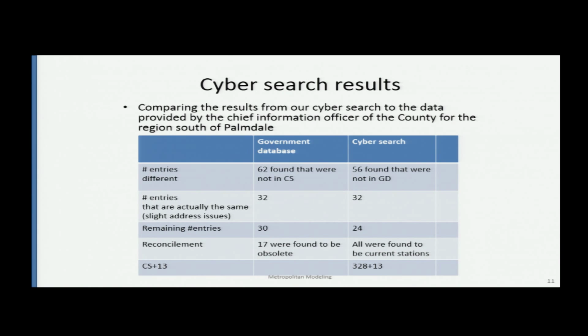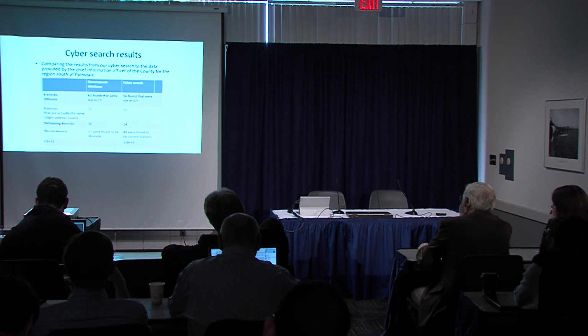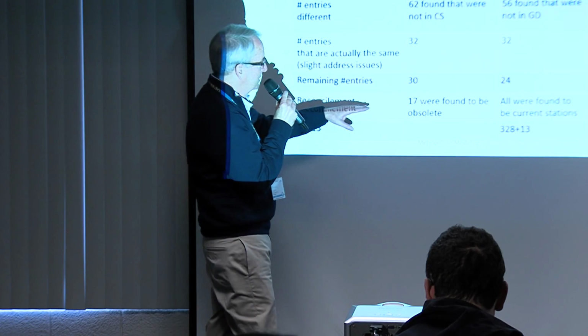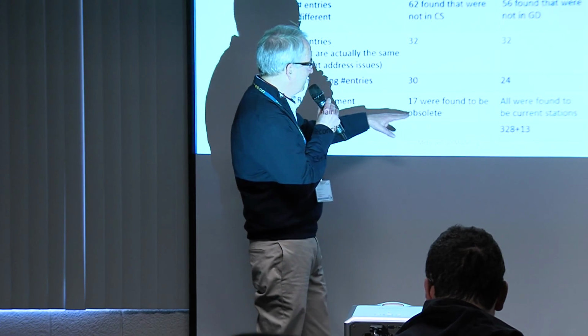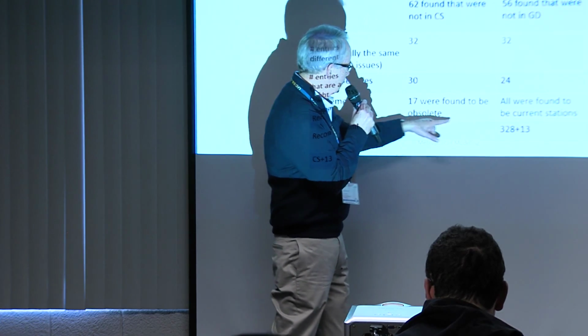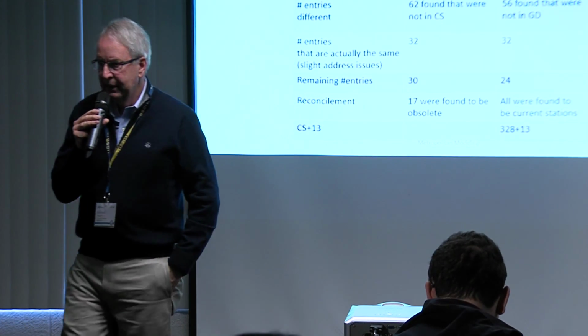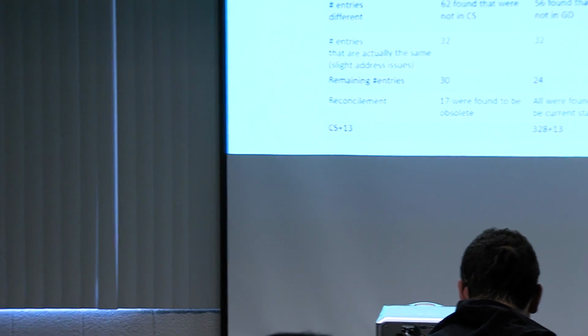Upon reconcilement, we found out that 17 of these 30 stations were obsolete and had been closed. We also found that 24 of these stations were current stations. So what it amounts to is that the number of errors, that is, all of these 24 were current stations, and here it's 17, so 13. So our cyber search database actually had fewer errors than the government database.